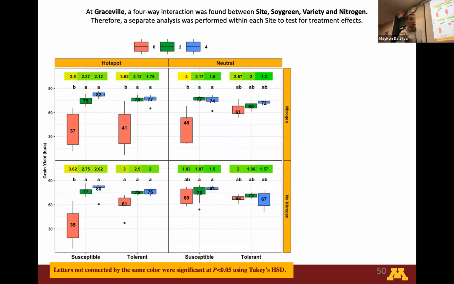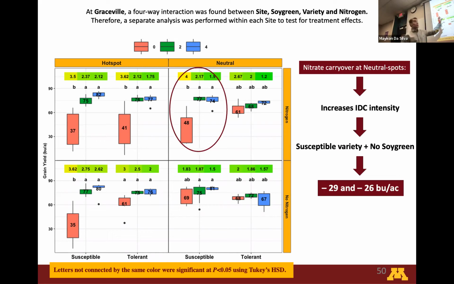Why? At our neutral site in Graceville, we found that with the application of nitrogen, with a susceptible variety, and without applying iron chelate, we found a very significant yield reduction. Yield was significantly reduced. And why is this important? Soybean farmers won't go to the field and apply nitrogen in their fields. In Minnesota, most farmers rotate soybeans with corn.